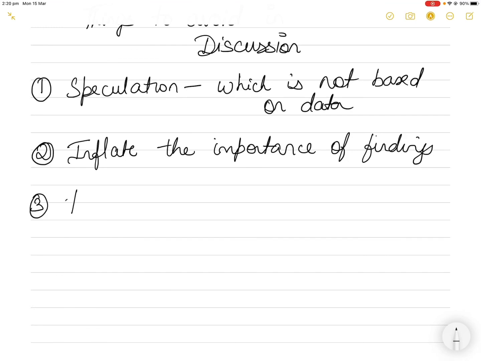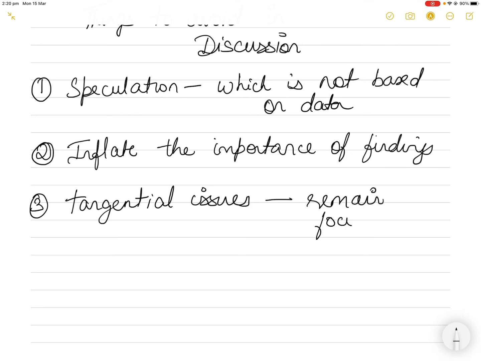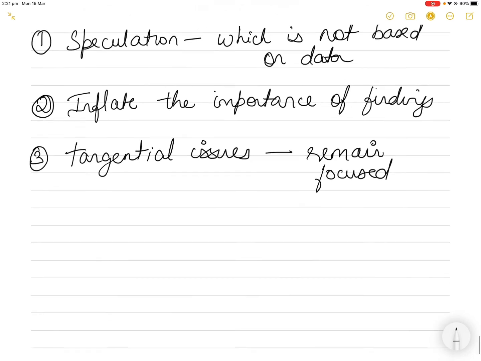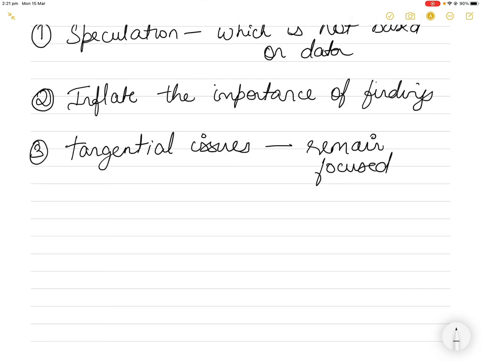Third, do not go off on a tangent and start discussing issues which were of no importance to your research focus. Remain focused. All right, it's very easy for the writer to get distracted, also to get excited. Once you start to summarize your findings, you may get excited and start discussing issues which you are passionate about but you have not investigated. If you have not investigated them, do not go down that pathway.